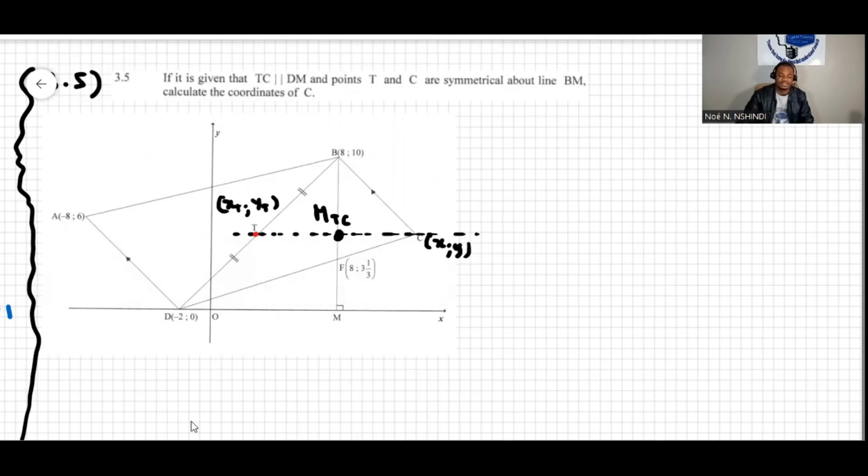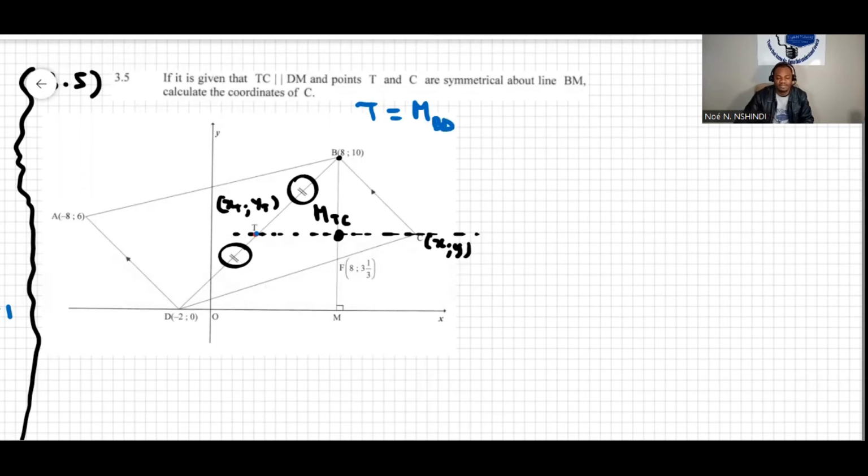But it is clear that T is the midpoint of BD. The symbols that we see over here indicate that they are midpoints. So this symbol and that symbol indicate that the point T is the midpoint of BD. We can find it.